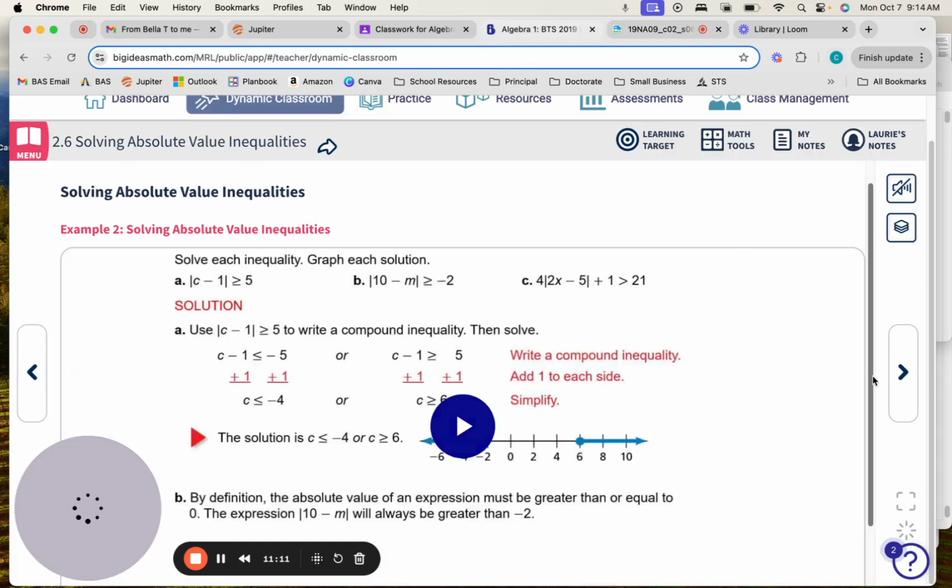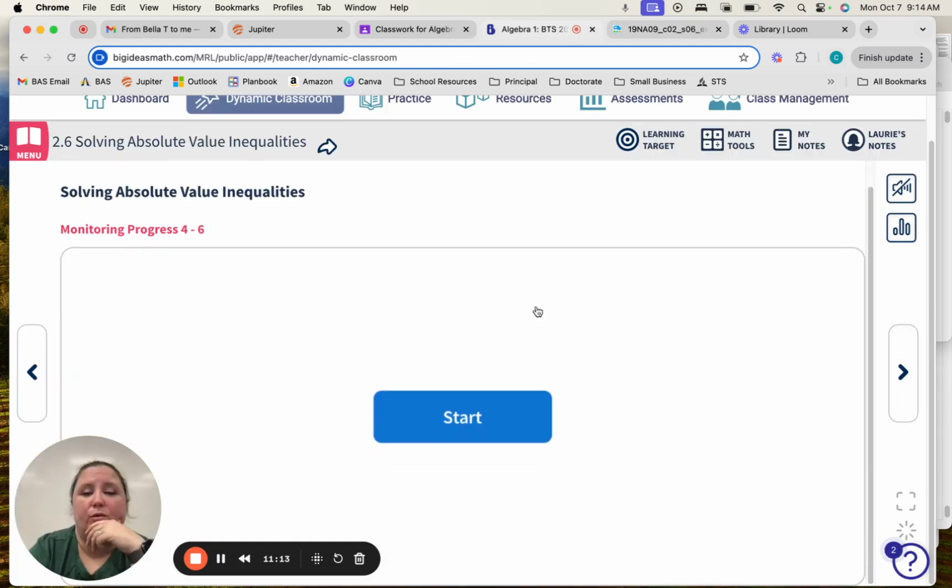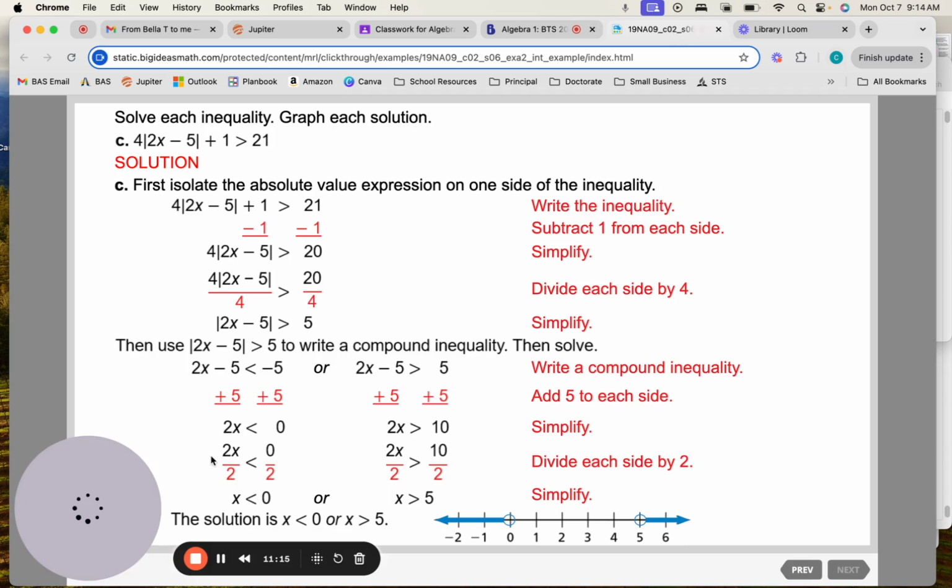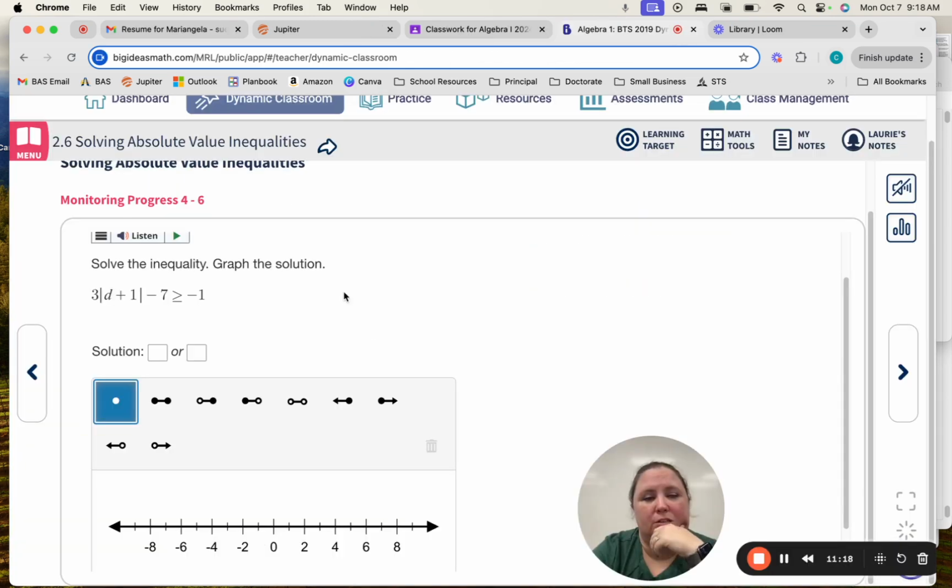All right, let's do the next set of monitoring progress 4 through 6. Okay, so solving the inequality and then graphing. So what's the first thing you need to do? I need to do plus 7. Add 7. So add 7 over the other side, you get negative 1 plus 7, 6. And then what do we do with the 3? Divide by 3. So 6 divided by 3.